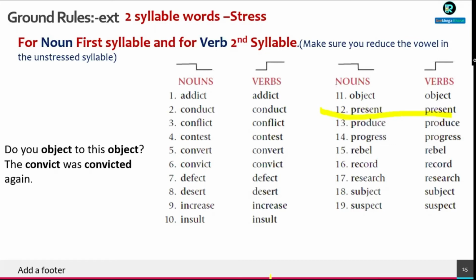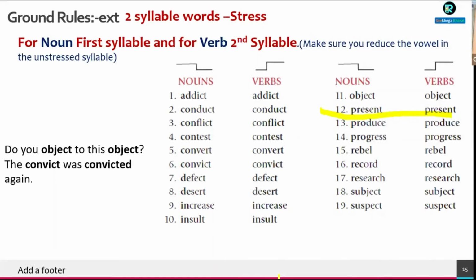Present, present. Why is the second syllable so strong? Present, present. Okay, correct. So you are speaking the same word in two different ways. So remember, present, present, present. Do I sound different? Present, present.